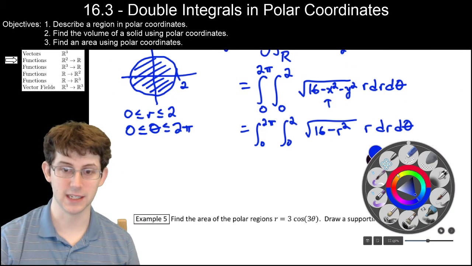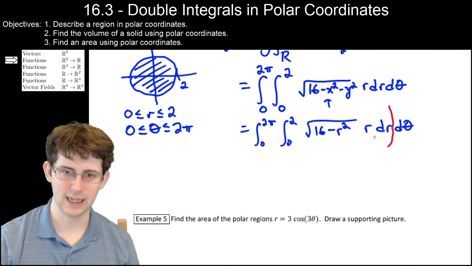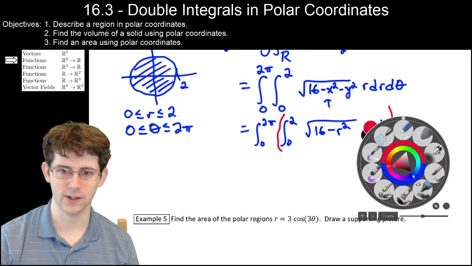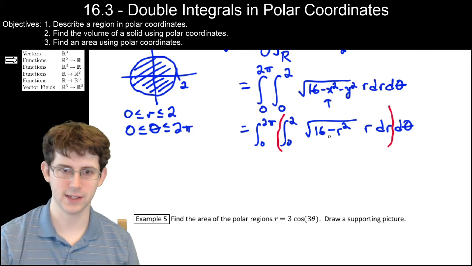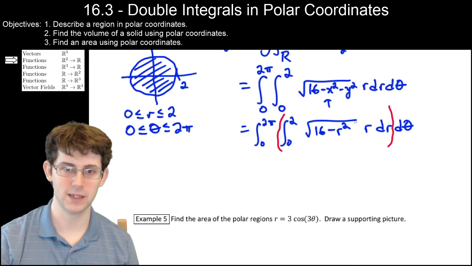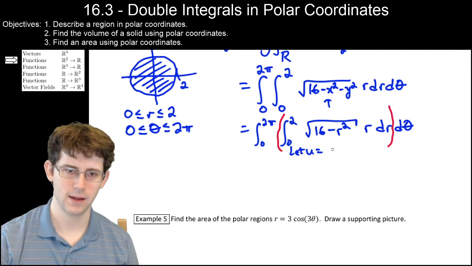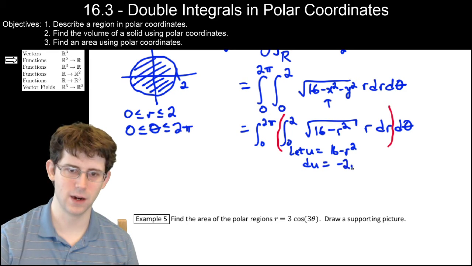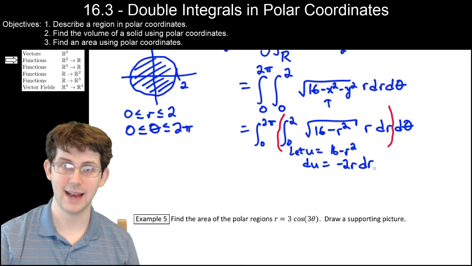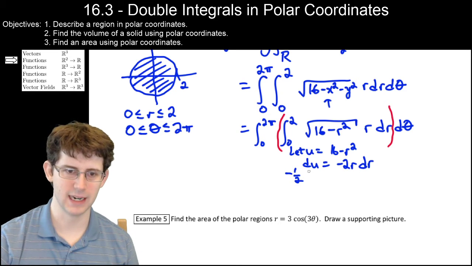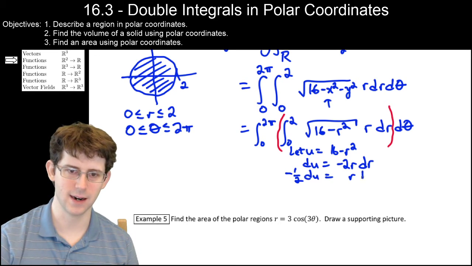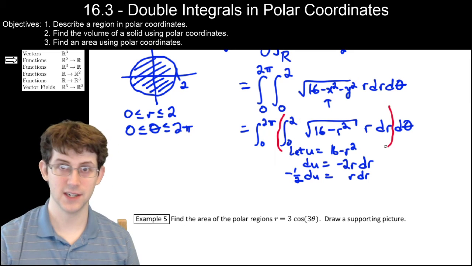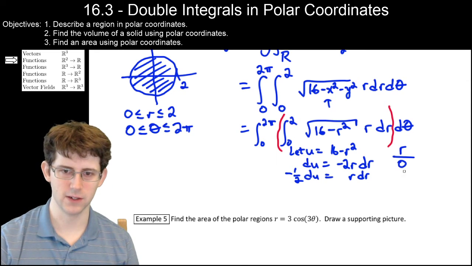Then to actually do this integral, I think of there being an inner integral and an outer integral. The inner integral looks like I have a nice u substitution here. I can let u be 16 minus r squared, and then du will be minus 2r dr, and I have r dr, so I can put minus a half du is r dr. Then I can change the bounds. R goes from 0 to 2.